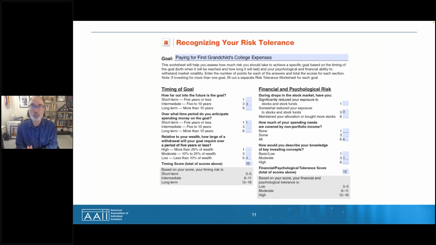The financial and psychological risk then is different. So you may be able to take on a lot of risk from the timing standpoint, but from a psychological standpoint, maybe you can't take on a lot of volatility. And so we asked you a few questions. One, how have you reacted to past drops in the market? Because I believe we can show you a chart saying your portfolio might drop X percent, and you might answer it a certain way. But if we give you that same question on another day, you may answer it differently.